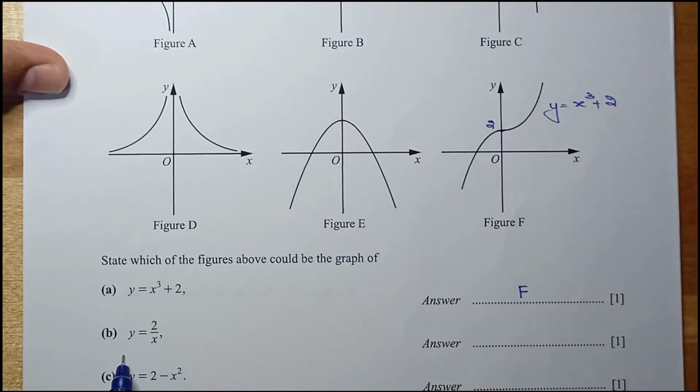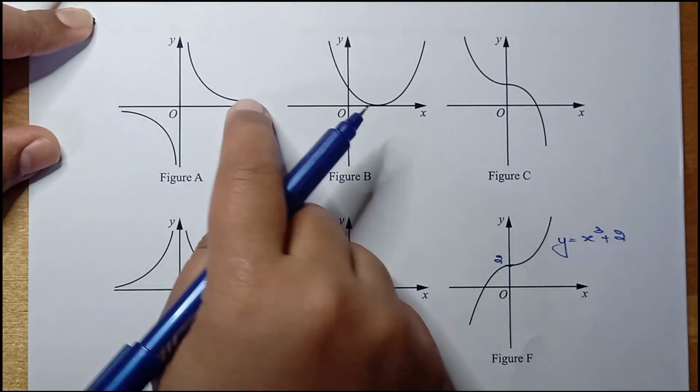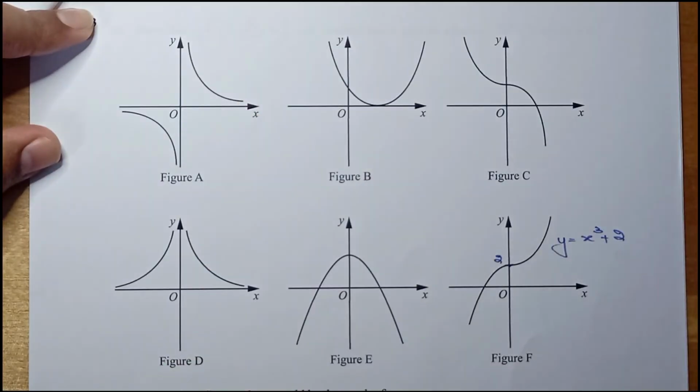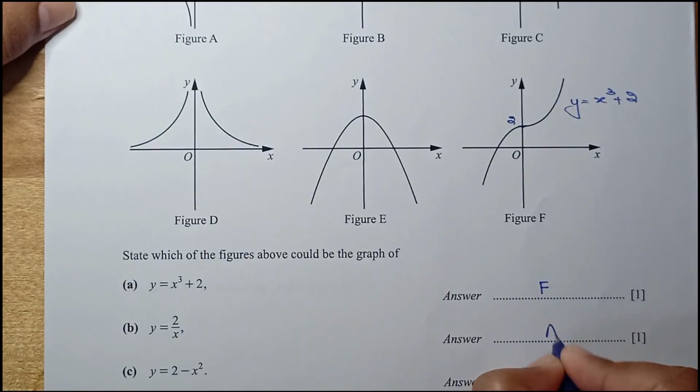Now for the B part, y equals 2 by x. So which graph is 1 by x? This graph is 1 by x when it is closer. Now it is 2 by x. So the figure is, this is the only one graph. It is obvious that it is figure A.